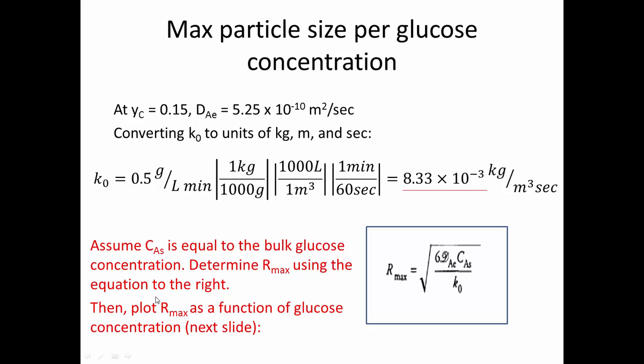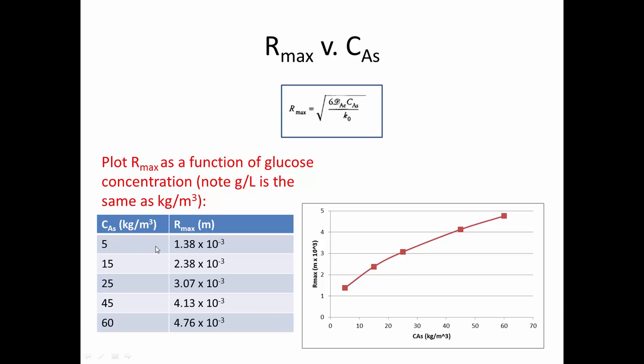And then we will plot R max as a function of glucose concentration. This is pretty easily done if we consider a variety of concentrations from 5 to 60, as we were told to do. And here is our plot of R max. You can see R max gets bigger, the more glucose we have, the larger the CAS is. And this is not a surprise.